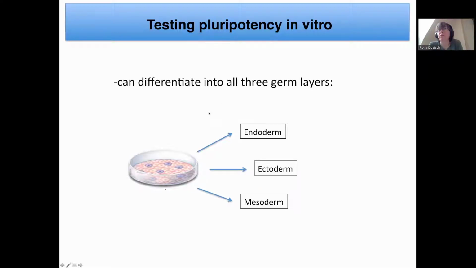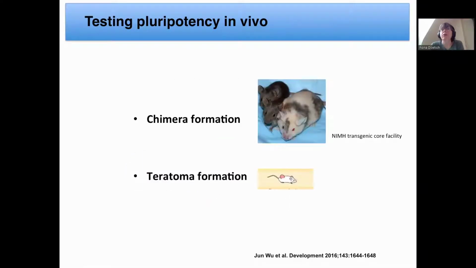So, pluripotent stem cells can give rise to cell types of all three germ layers. So, they can differentiate into endoderm, into ectoderm, and into mesoderm in vitro. And in vivo, they're able to give rise to all the different cell types. So, one way that people test this is to see whether embryonic stem cells, when they're transplanted into a blastocyst, can contribute to different cell types in a mouse.